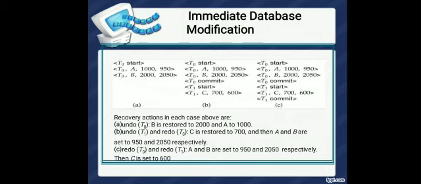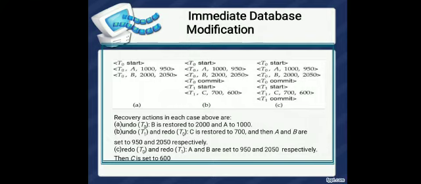So in immediate database modification, the log records have four fields: transaction identifier, data item (either A or B), old value, new value. So here in the first record, T0 is the transaction identifier, A is the data item identifier, 1000 is the old value, and the new value of A is 950. In B, 2000 is the old value, 2050 is the new value. So here in recovery, we recover our data after the T0 start log record is performed.